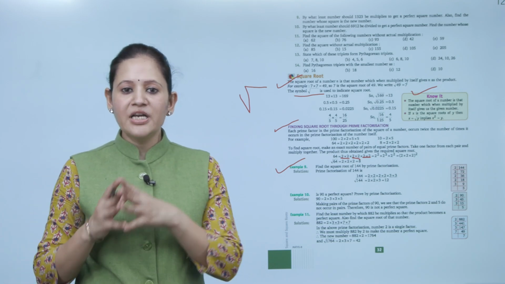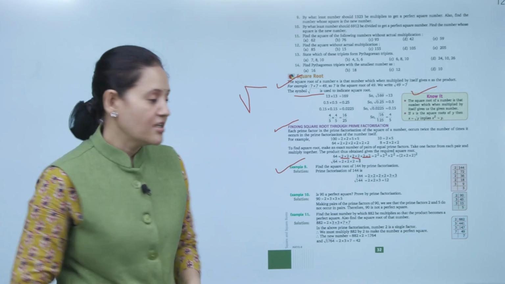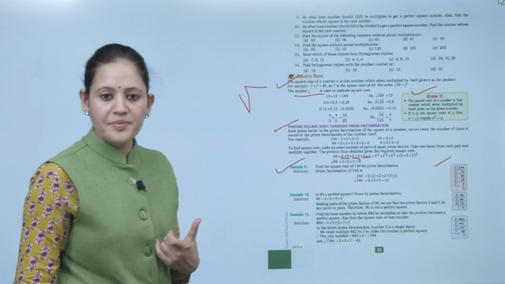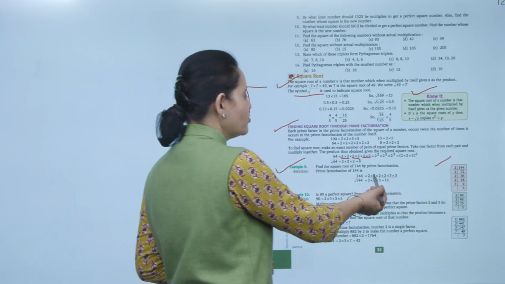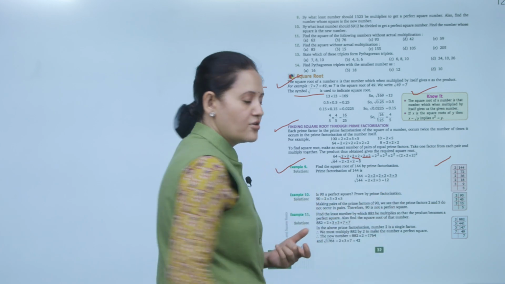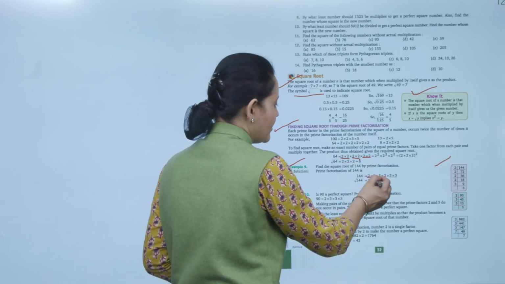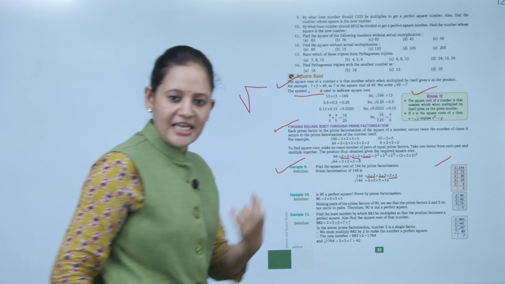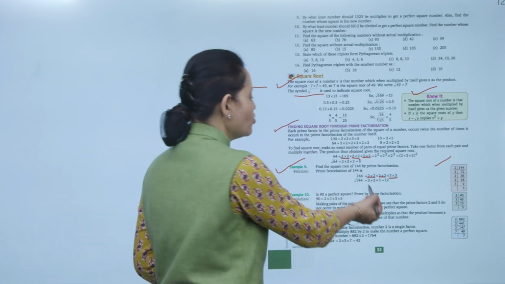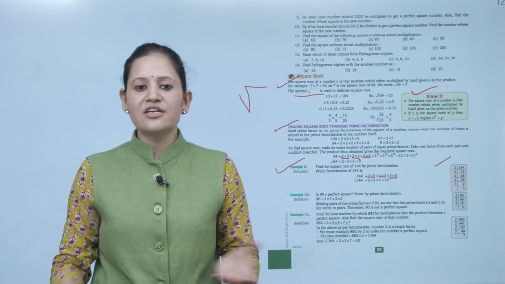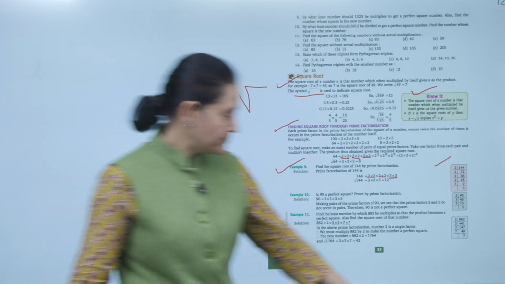Now we'll take an example. Find the square root of 144 by prime factorization. So first we'll do the prime factorization of 144 and write all the prime factors. 2 into 2 into 2 into 2 into 3 into 3. Now we'll arrange them in pairs. So from every pair we'll take one number. So that is equal to 2 into 2 into 3 that is 12. So square root of 144 is equal to 12.